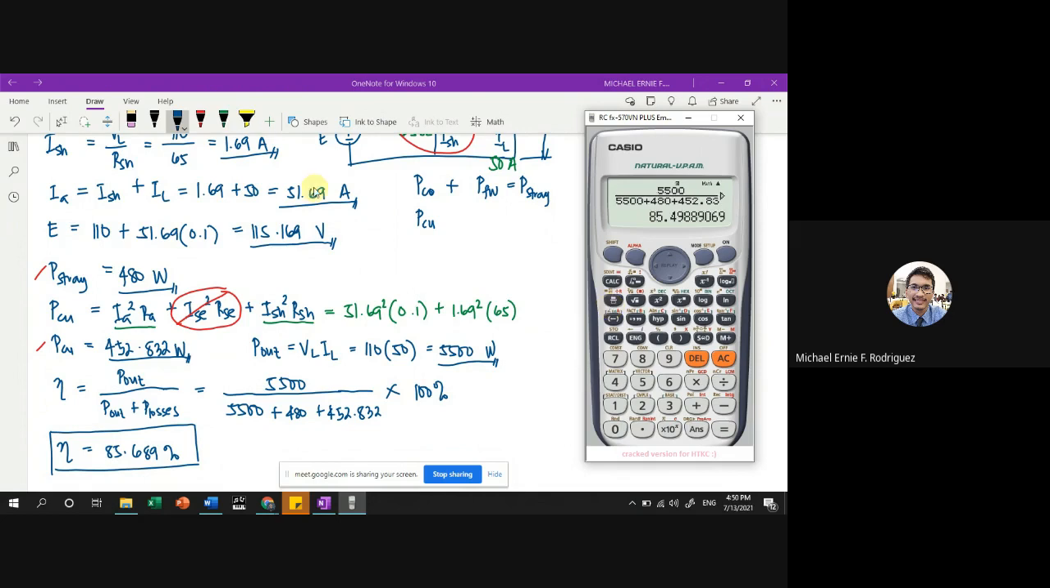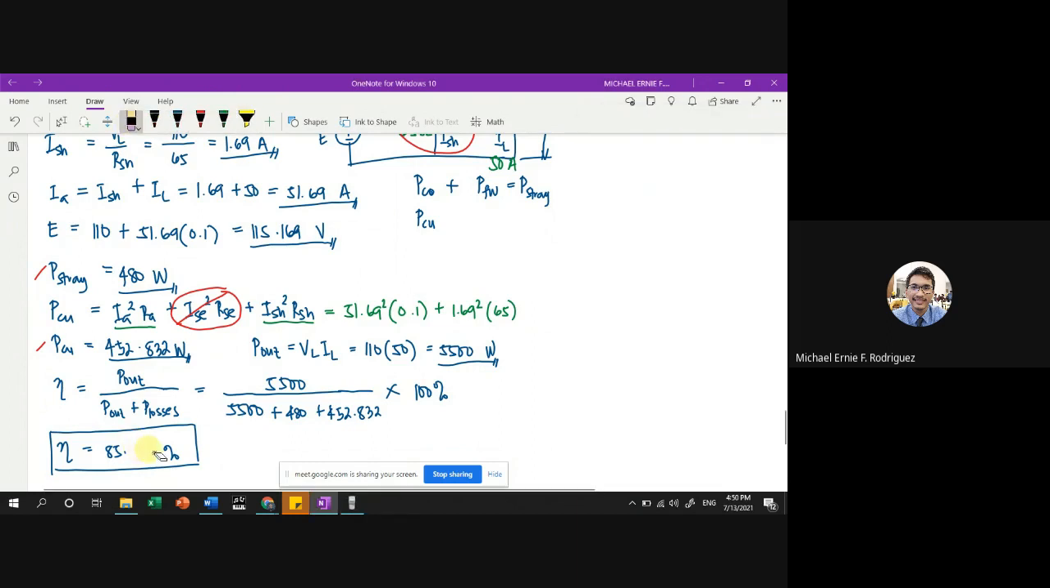85.489 or 499. Okay? 85.499. Okay. Ayan. Okay na, sir? Pwede na 85.5. Okay. Sige. At least na-correct natin yan. Mali yung nakalagay dito sa kodigo.